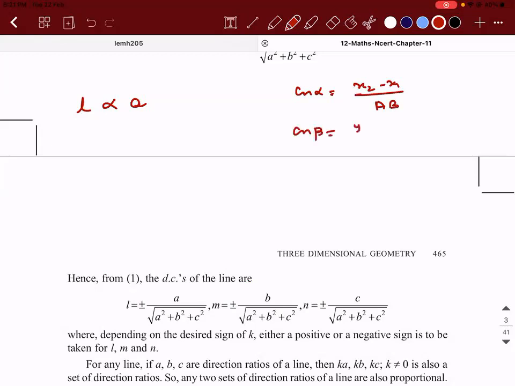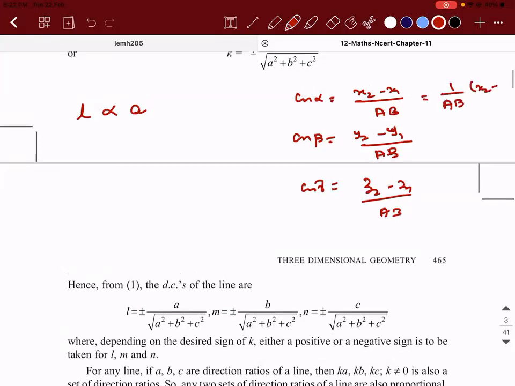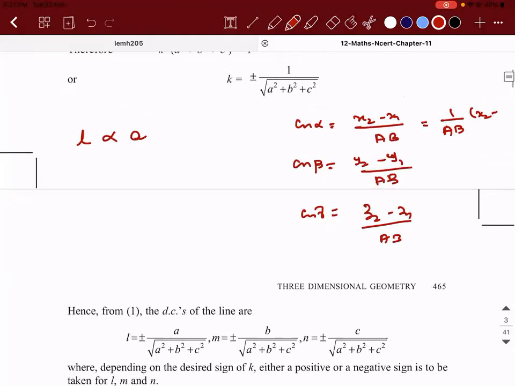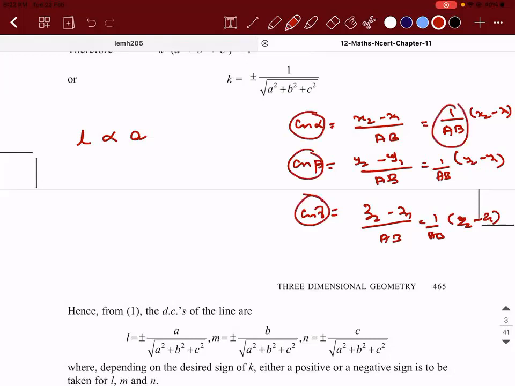Cos beta, what did I write? y2 minus y1 divided by AB. Did I write it like this? Similarly, cos gamma is equal to z2 minus z1 divided by AB. Correct? So can I write this as 1 by AB times x2 minus x1? This is 1 by AB times y2 minus y1. Can I write it like this? This is 1 by AB times z2 minus z1. So whether you take cos alpha, cos beta, and cos gamma, there is one thing that is common to all.